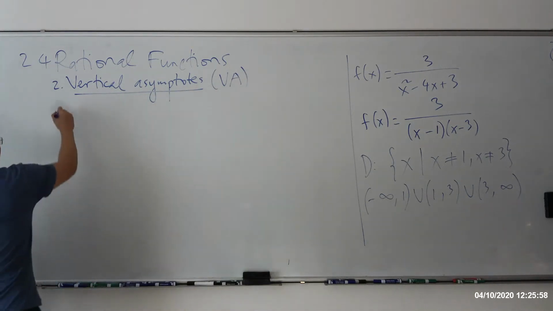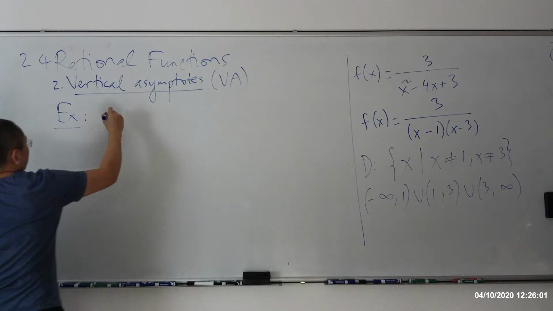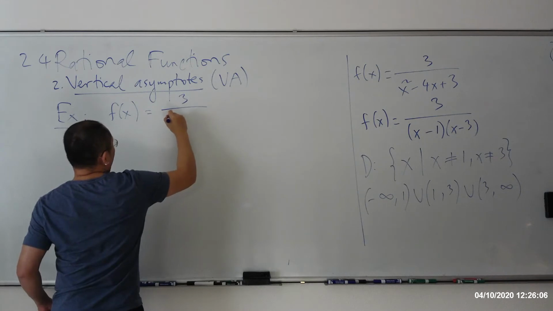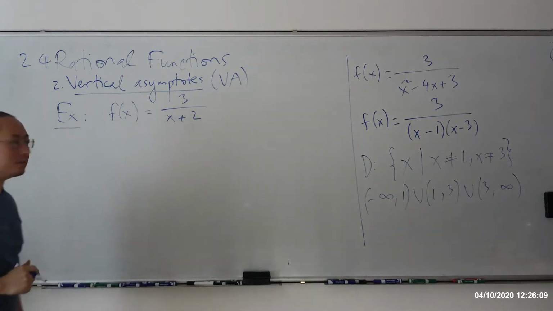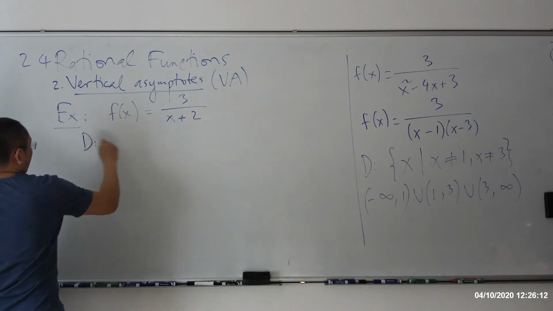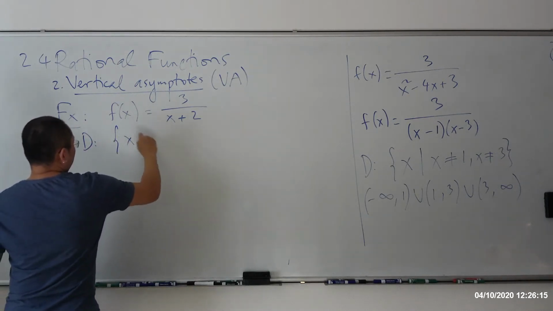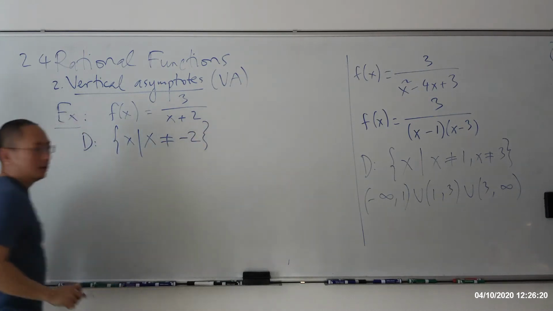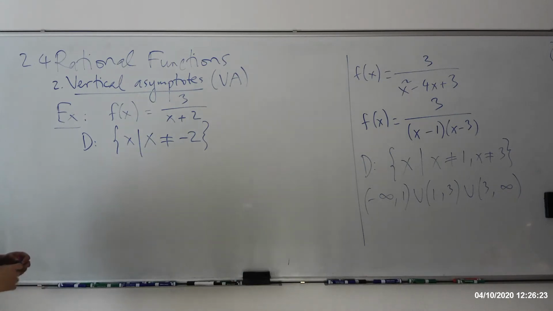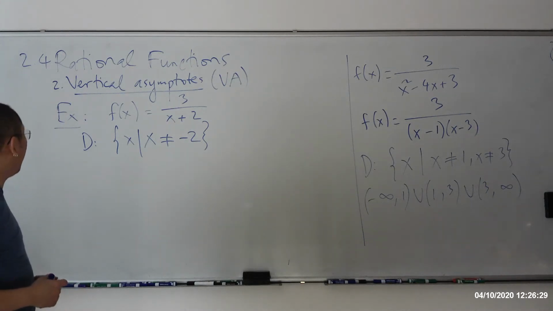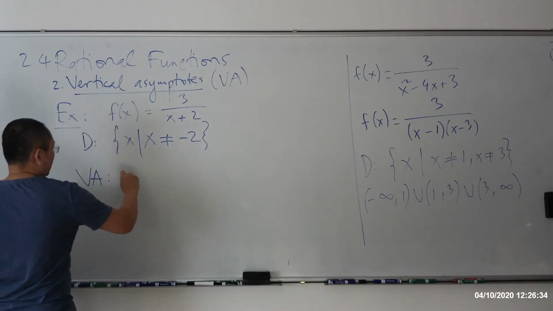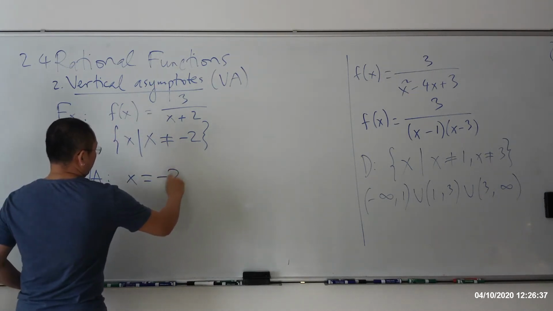Okay, so let me start with another example. How about this? f of x is equal to 3 over x plus 2. Make it simple. The domain is all real numbers x, and x cannot be -2. And I claim that finding the vertical asymptote is somehow related to finding the domain of the rational function. And I claim that the vertical asymptote is x equal to -2.